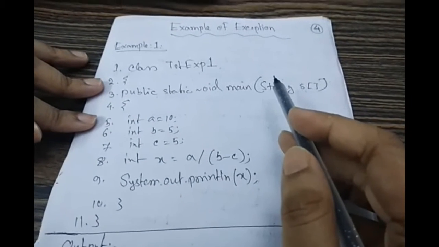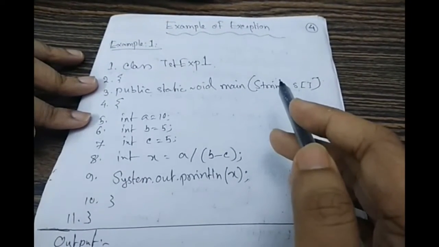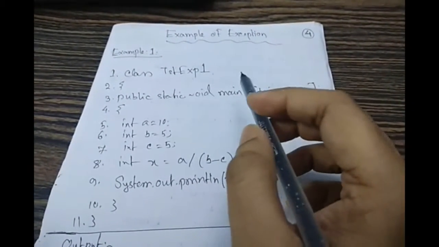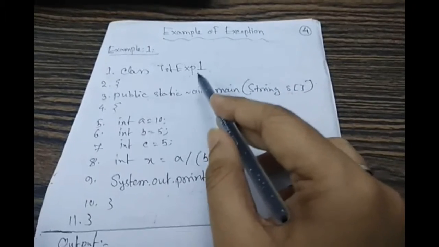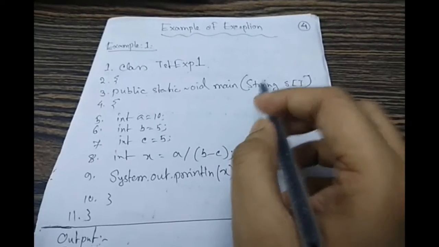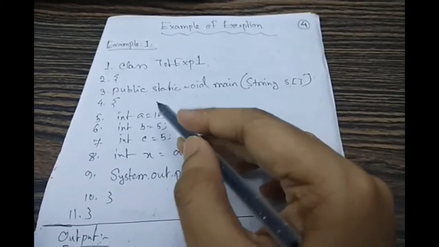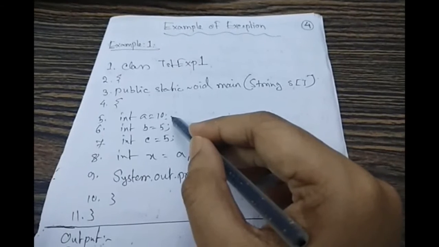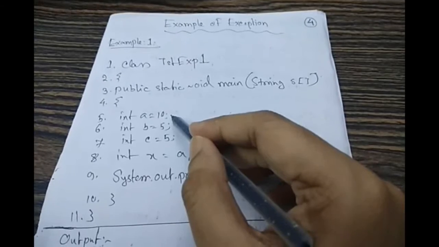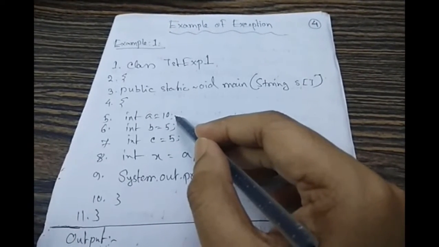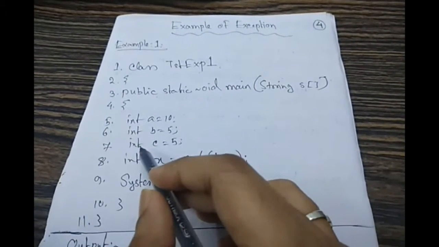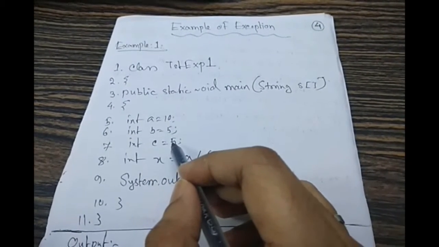Today we are going to discuss the first example of exception. So now we are writing a simple code, that is class tstexp1. Under that, public static void main string s. Then we declare a variable as integer and initialized to the value 10. So we write a equal to 10. Then we also initialize b, that is int b equal to 5, int c equal to 5.